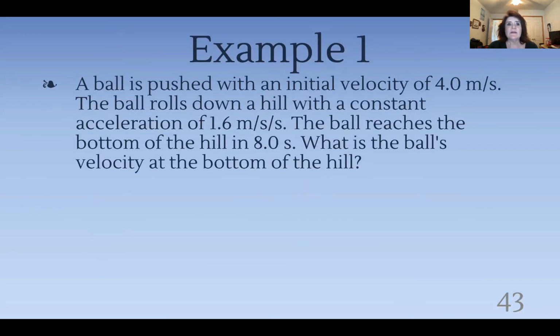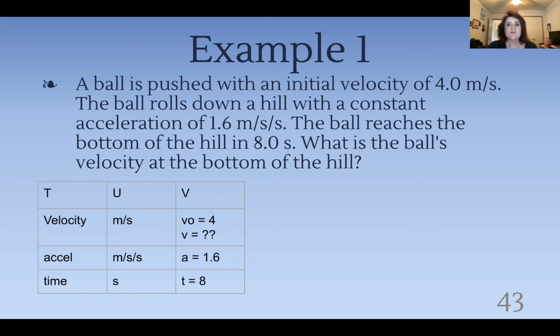So example 1, a ball is pushed with an initial velocity of 4 meters per second. The ball rolls down a hill with a constant acceleration of 1.6 meters per second squared. The ball reaches the bottom of the hill 8 seconds later. What is the ball's velocity at the bottom of the hill?